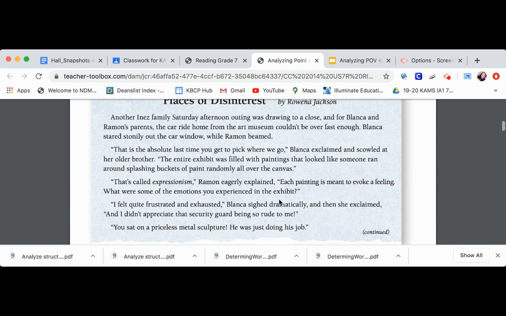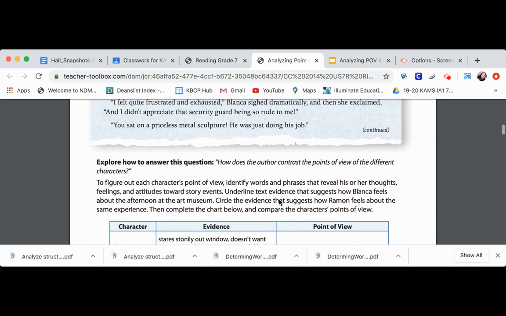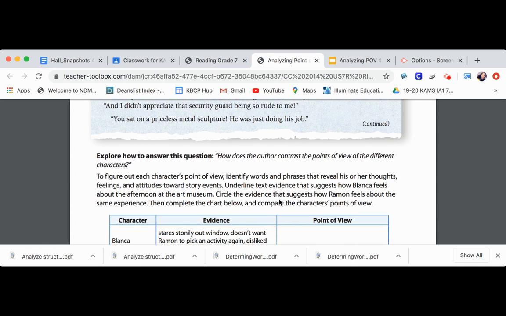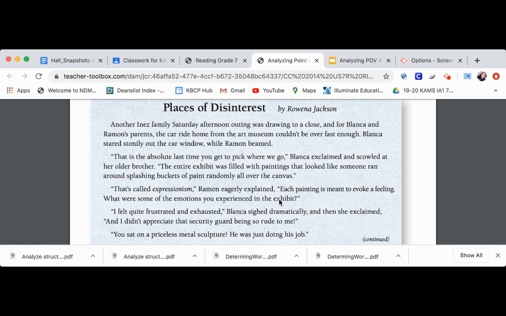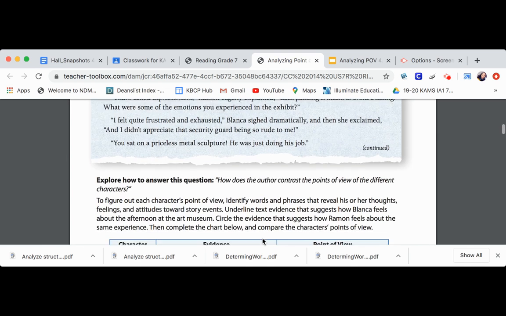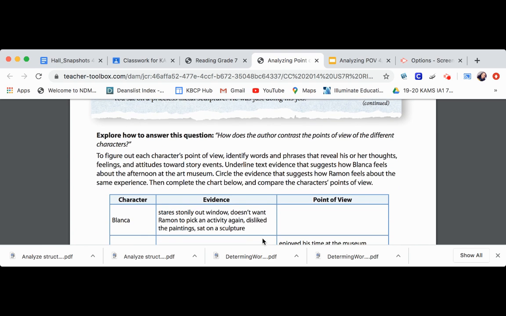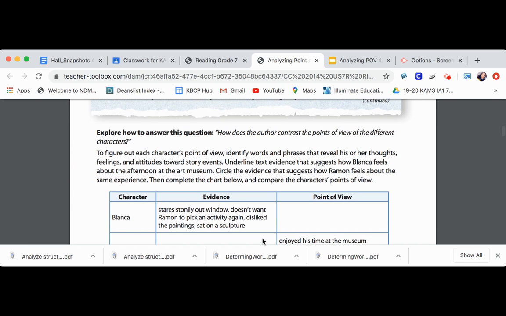Okay, so if I was to go through and find where Blanca is feeling a certain way and where Ramon is feeling a certain way so that I can come up with either the evidence or the point of view. Okay, so now that I have looked and seen all that Blanca has done, now I can use what I learned about Blanca for her actions and the dialogue in the text. So they can describe how her interests and feelings affect her point of view about the family out into the museum. Okay?